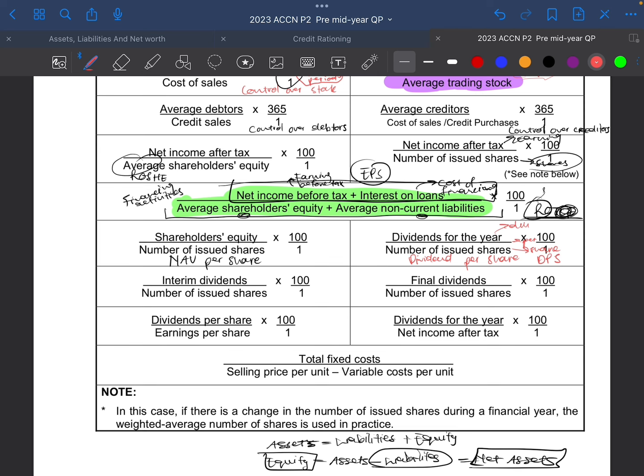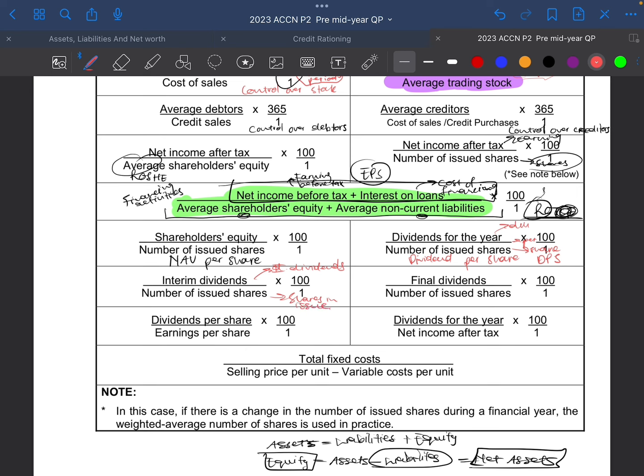Okay, interim dividends over number of issued shares. That's also straightforward. I don't really need to go a mile and back on this one. It's just interim dividends over shares in issue.